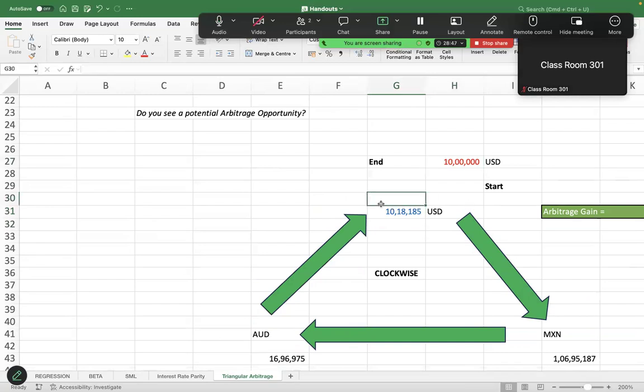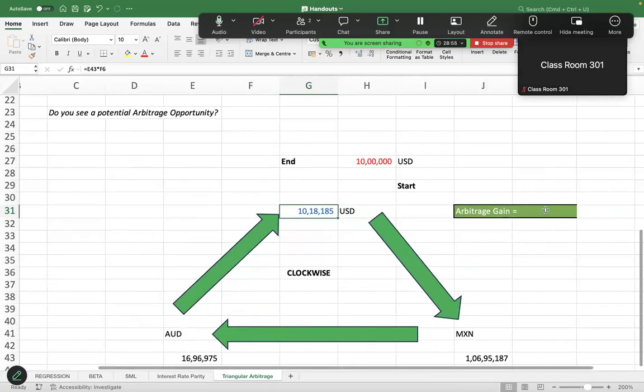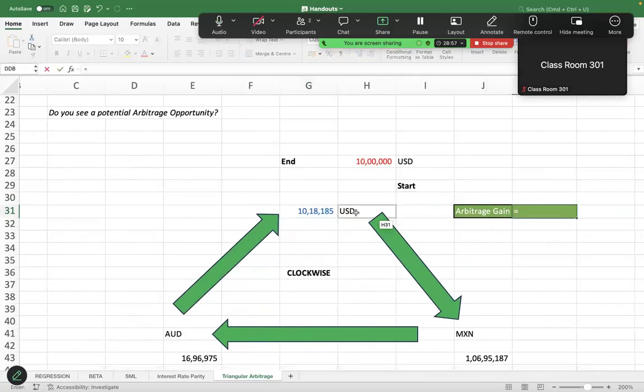अब आप देखिए, how much did you start with? $10 lakh. How much are you ending with? $10,18,185. So are you making an arbitrage gain? How much? $18,000 का गेन है आपको, $18,000, not रुपए. But the question is it easy to exploit this? The answer is no. Is it possible to exploit this? The answer is yes.